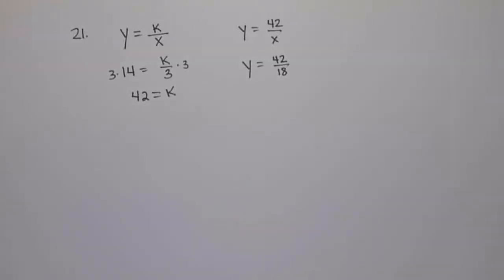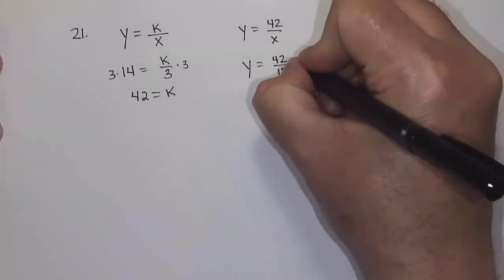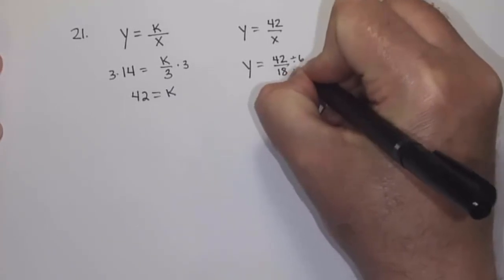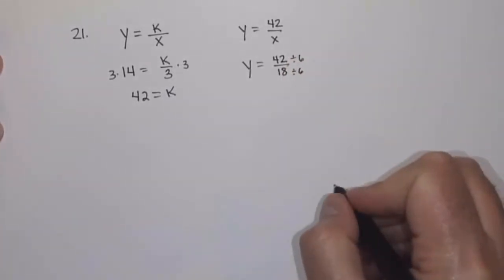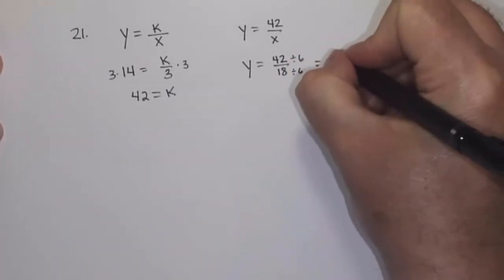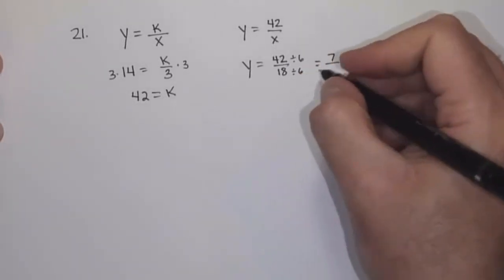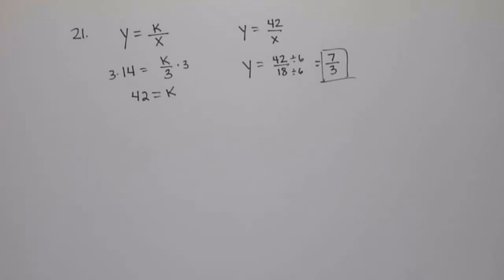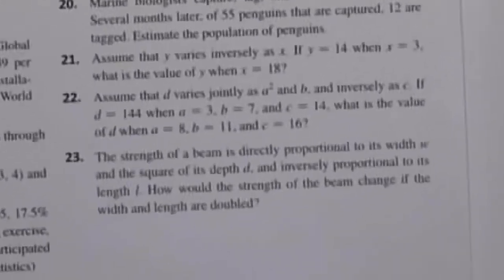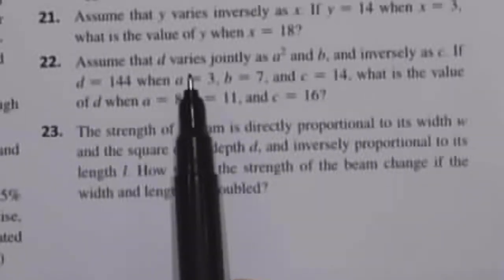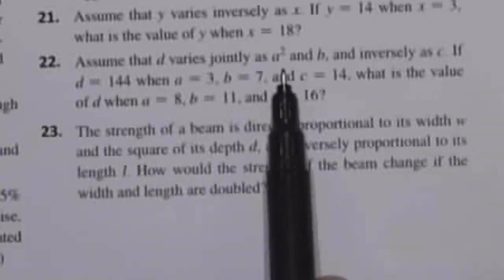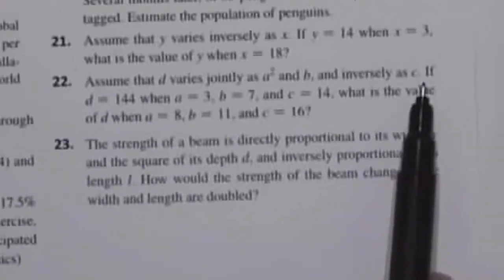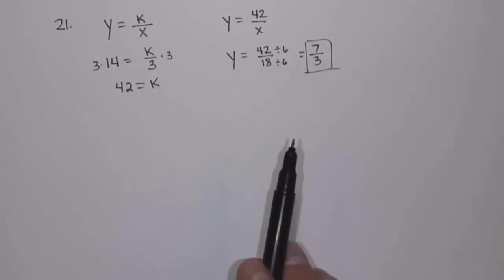And 42 divided by 18 can be reduced. We can divide both 42 and 18 by 6. 42 divided by 6 is 7. 18 divided by 6 is 3. So y has to equal 7/3. Let's look at 22. In problem number 22, assume that d varies jointly as a squared and b, and inversely as c. Let's start by writing that down.